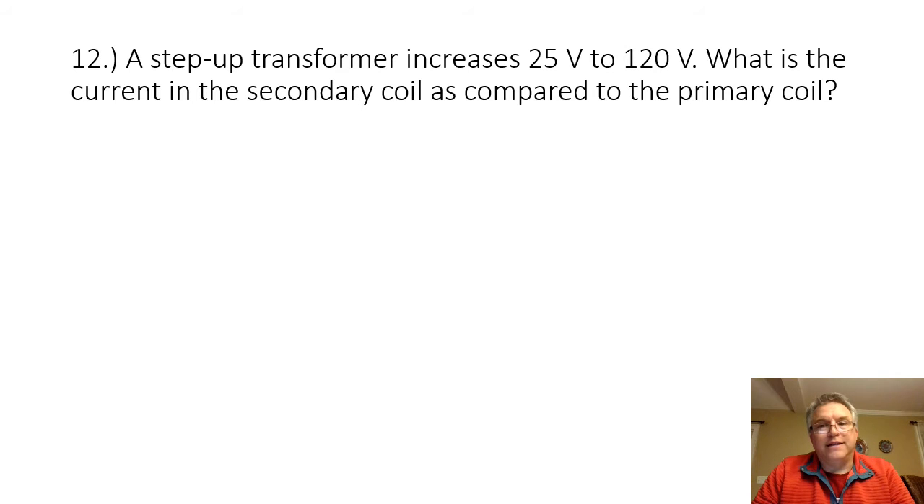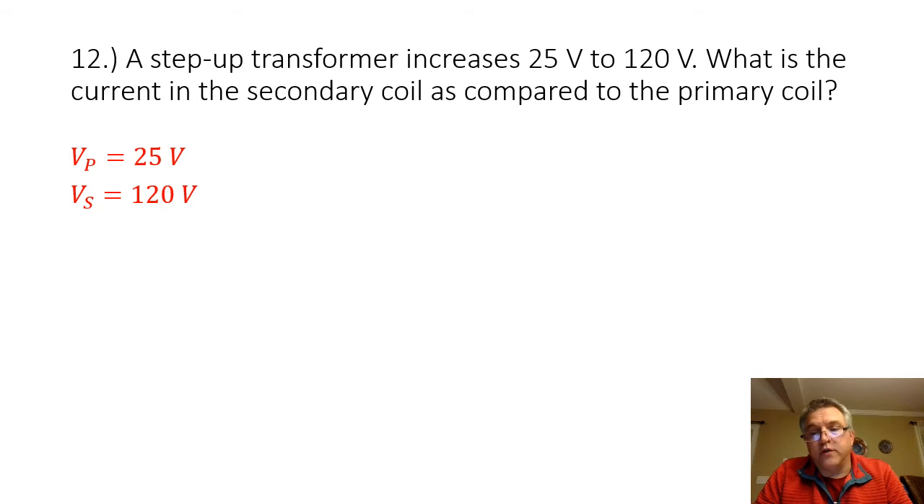Problem 12 asks, a step-up transformer increases 25 volts to 120 volts. What is the current in the secondary coil as compared to the primary coil? We're given the primary voltage of 25 volts, the secondary voltage of 120 volts. We're told it's a step-up transformer and my output voltage is greater than my input voltage, so that makes sense. And we're being asked to find the comparison between the current in the secondary coil and the primary coil. So again, we're looking for a ratio.